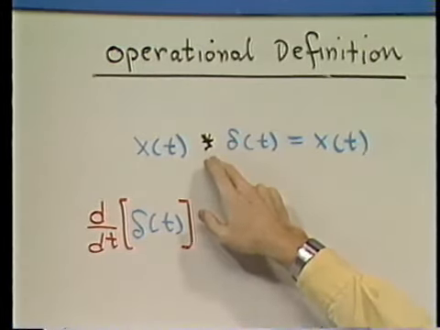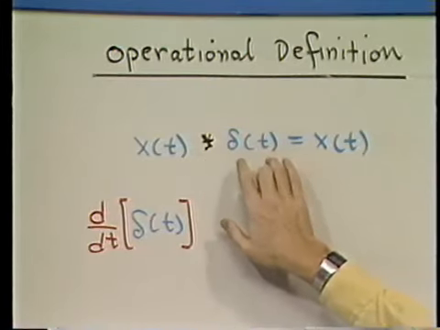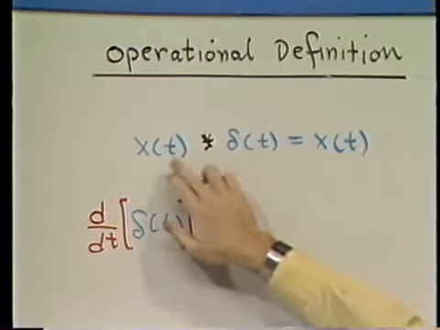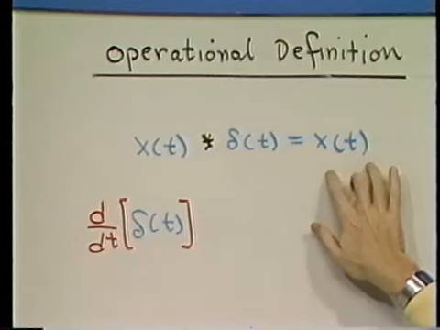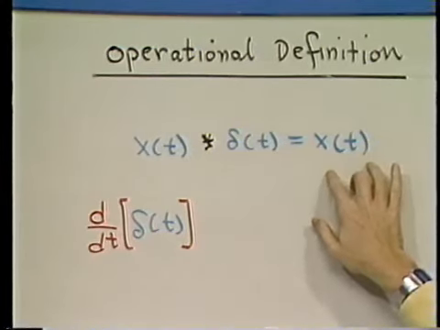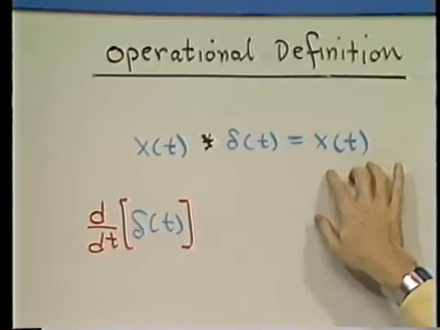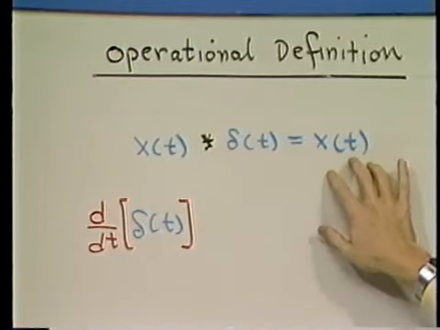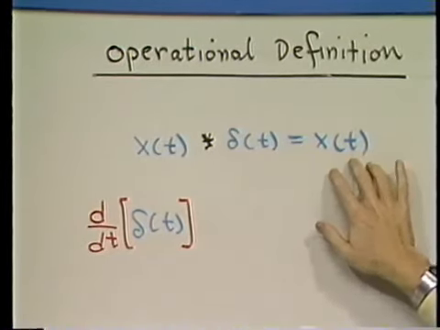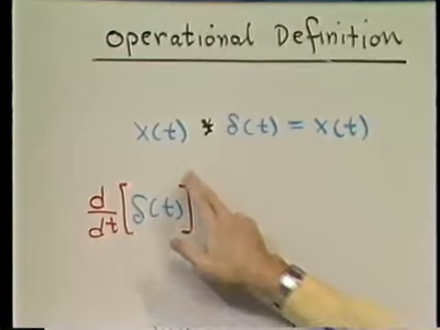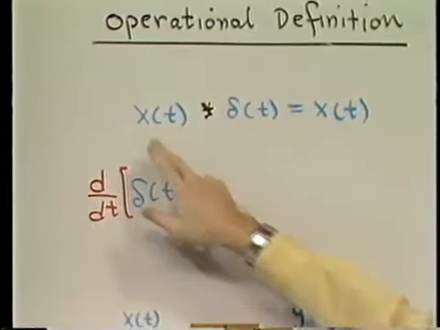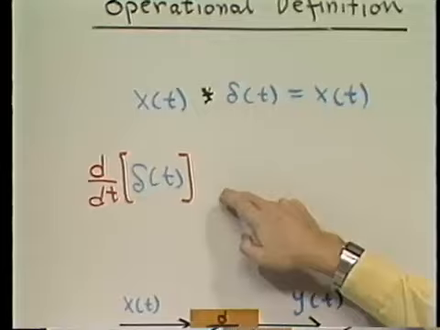So what is an impulse? An impulse is something which, under convolution, retains the function. And that then can serve as a definition of the impulse. Well, let's see where that gets us. Suppose that we now want to talk about the derivative of the impulse.